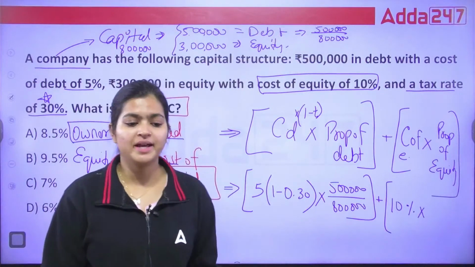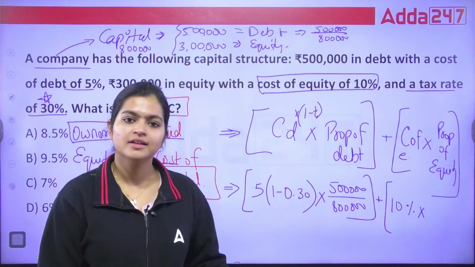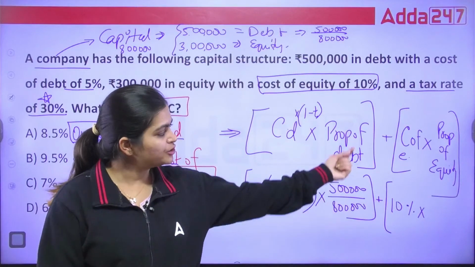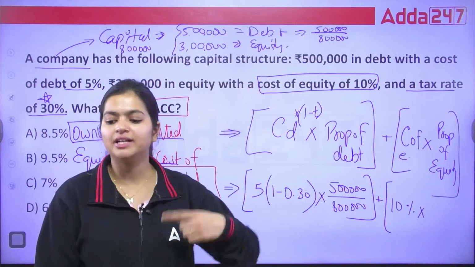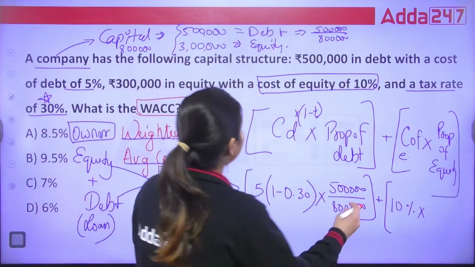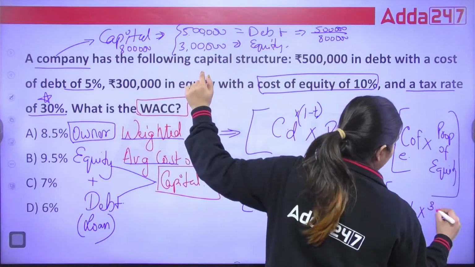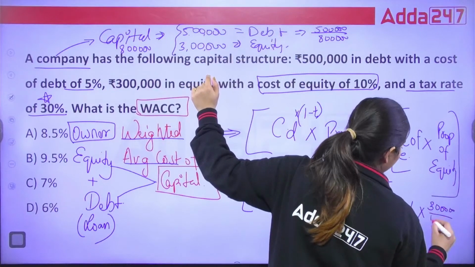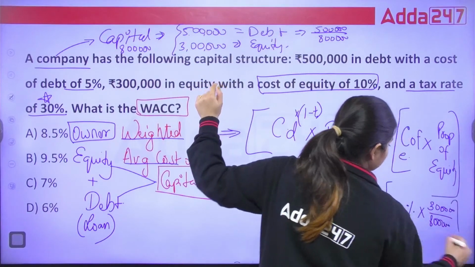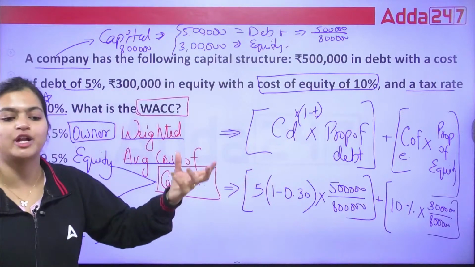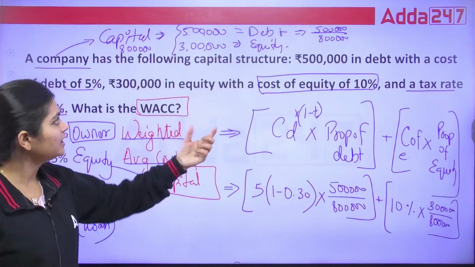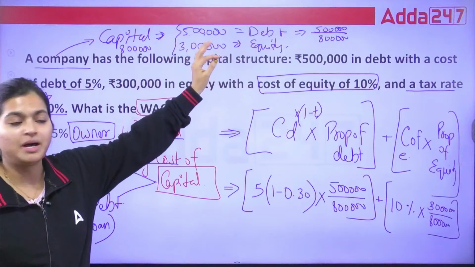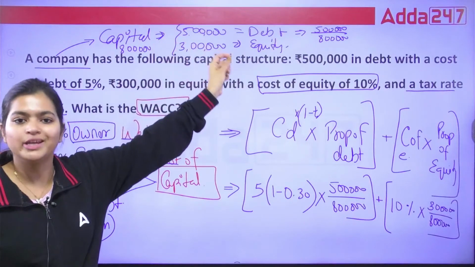Five lakh divided by 8 lakh is the proportion of debt. So, the proportion of equity in your overall capital will be the remaining amount, that is 3 lakh divided by 8 lakh. Because overall capital you have is around 8 lakh. In that 8 lakh, 5 lakh belongs to your debt amount and 3 lakh belongs to your equity amount.